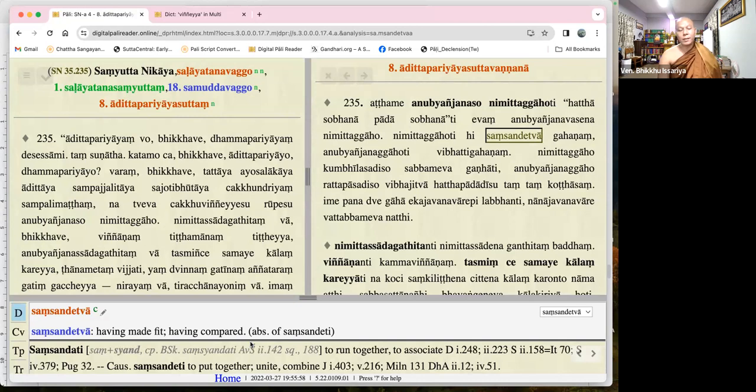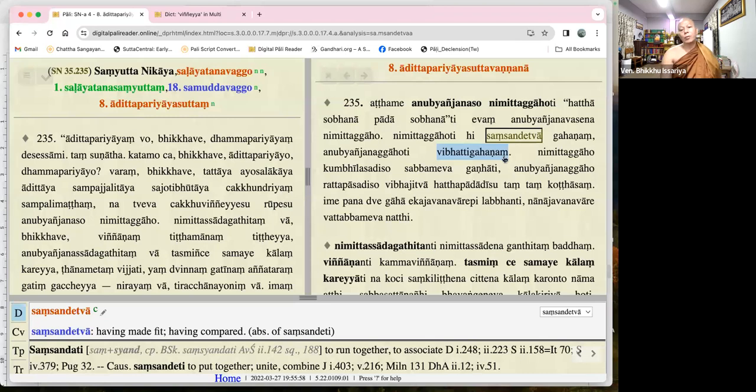Comparing with something: oh, this one is beautiful, the other one is not beautiful, in this way. So grasping by comparing with something, better than, more beautiful than, or uglier than the other, like this. Okay. Then nimitta gāho, that is, anubyañjana gāho.